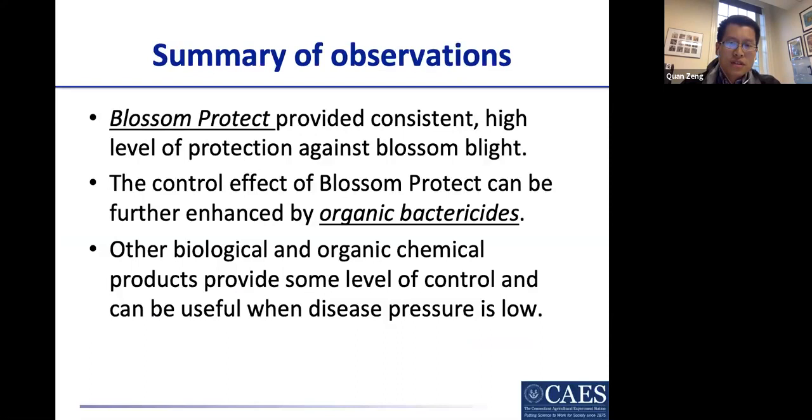So, a summary of the field observations: Blossom Protect provided a pretty consistent and high level of protection against blossom blight. Second, the control effect of Blossom Protect can be further enhanced when used together with other organic bactericides such as Oxidate and Cueva. Other biological and organic chemical products can provide some level of control and can be useful when the disease pressure is low, but when the disease pressure is super high, they often aren't sufficient.